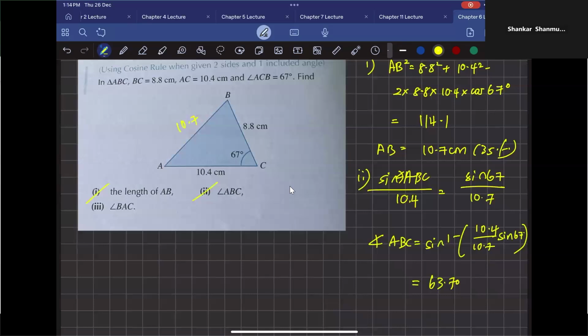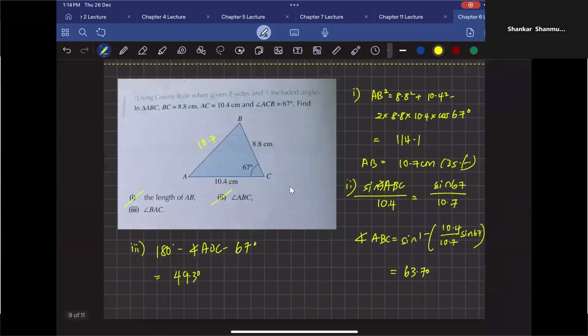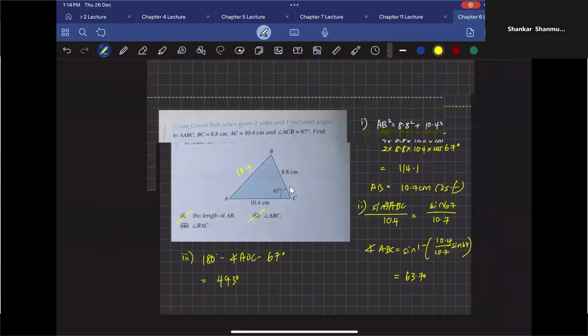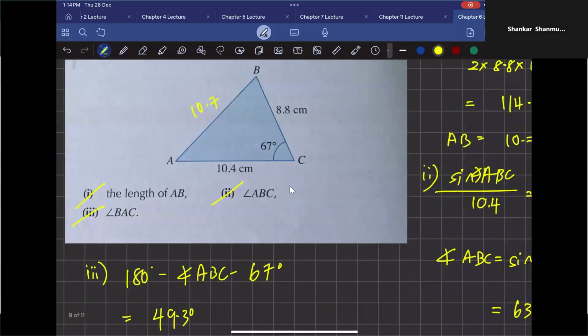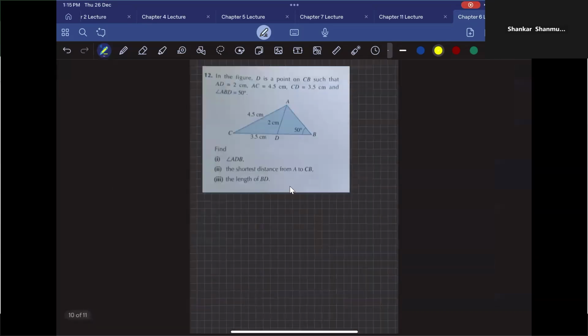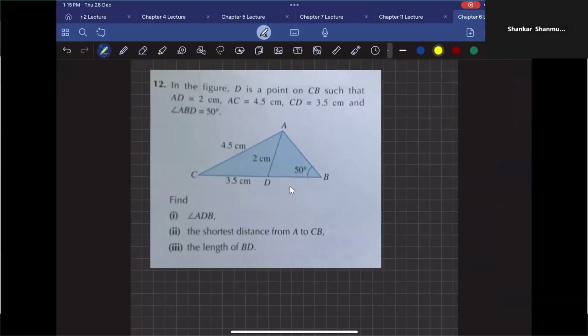And then your last part, find angle BAC. This should be simple. It's just 180 degrees minus angle ABC minus 67 degrees. So you should get 49.3 degrees. Okay, so this is how you use your cosine rule. Normally you only need your cosine rule for your first part, and then for the subsequent parts you can use your sine rule, because sine rule is easier to compute. Okay, let's take a look at another example.